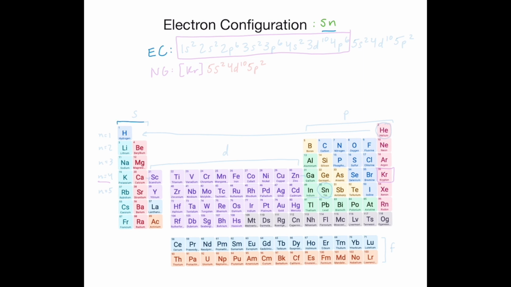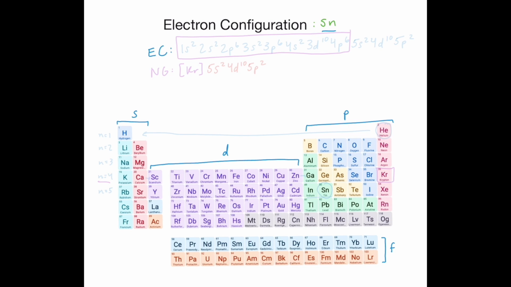On the left-hand side, we have the s block with the first two columns. On the right-hand side of the periodic table, we have the p block. Our transition metals make up the d block. And then down at the bottom, we have the f block, which we won't need to use for this video.